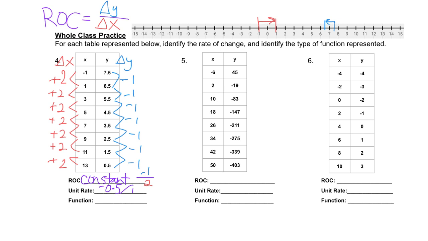And you can do that. If it wasn't a decimal you recognize, you would just divide that on the calculator, -1 divided by 2, and get that decimal equivalent. And of course, anytime we see the word constant, we know that we have a linear function. Taking a look at example 5, again, always want to do change in x and change in y.